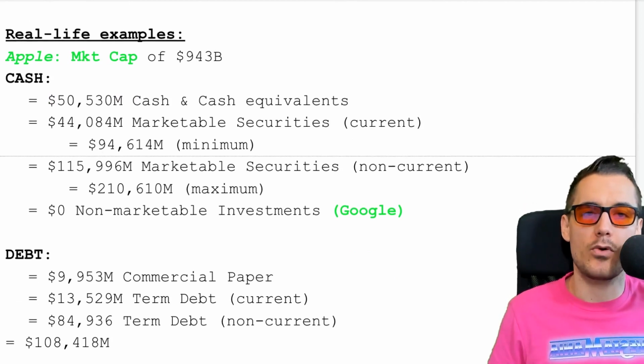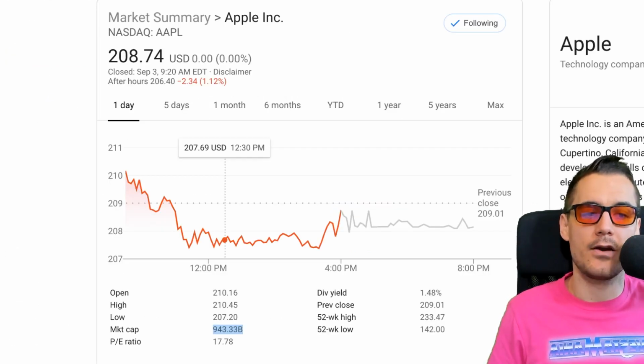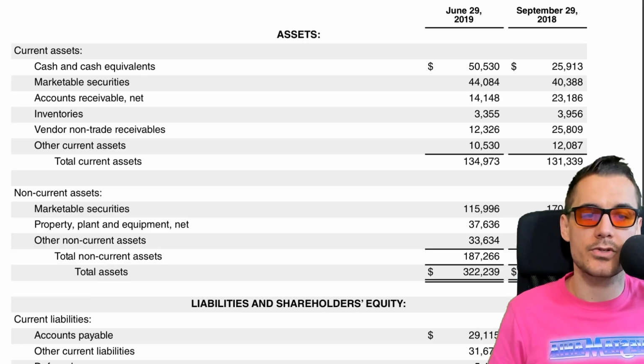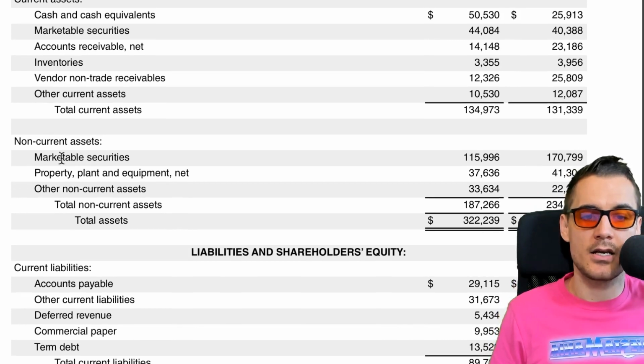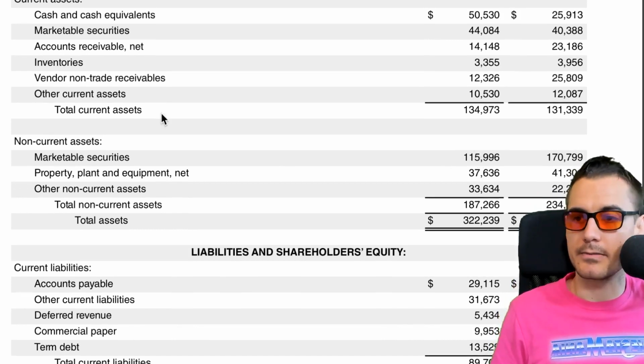Let's take a look at Apple, which has a market cap of $943 billion. So let's go ahead and take a look at their assets. We have current assets, less than 1 year: cash and cash equivalents, these are in millions, $50 billion 533 million; marketable securities, $44 billion 84 million. And then we have our non-current assets, marketable securities, $115 billion 996 million.